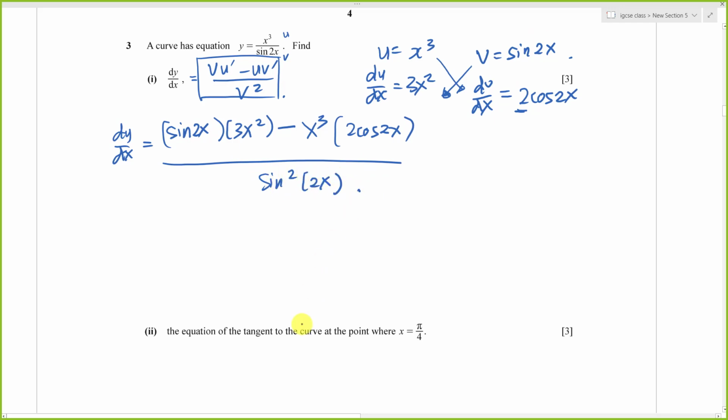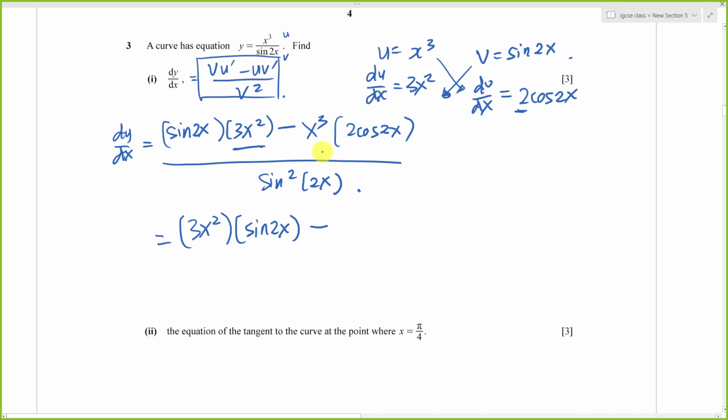How many marks here? 3 marks. I think you can almost leave your answer like this. Maybe if I want to simplify, I will just move things a little bit, but I don't think you need to simplify. I think you can leave your answer like this because it's just 3 marks. So if you really want to make it look nicer, normally we will put the 3x squared at the front here, then only we put the sine 2x at the back.